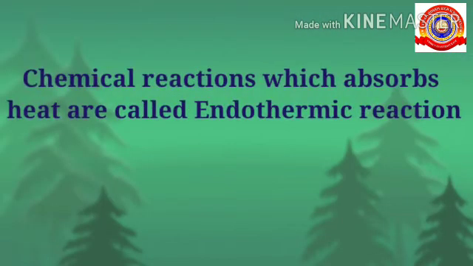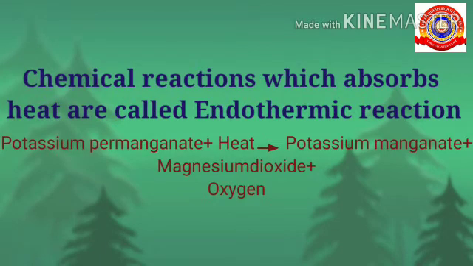Chemical reactions which absorb heat are called endothermic reactions. When we heat potassium permanganate, what are the products? We get potassium manganate plus manganese dioxide and oxygen. This is an example of an endothermic reaction.